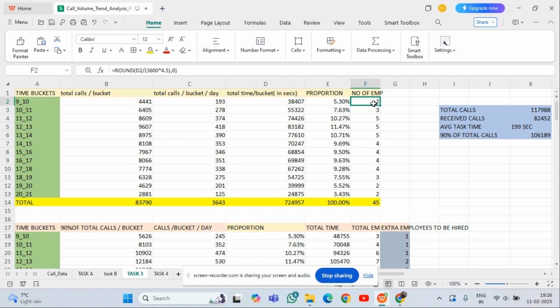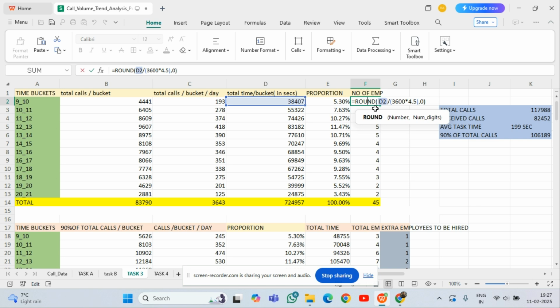So how many employees will we get here? If we calculate this, we take the 4.5 hours and convert it into seconds, so we multiply it by 3600. After converting the total time into seconds, we will divide this by the average of 4.5 hours, also converted into seconds.